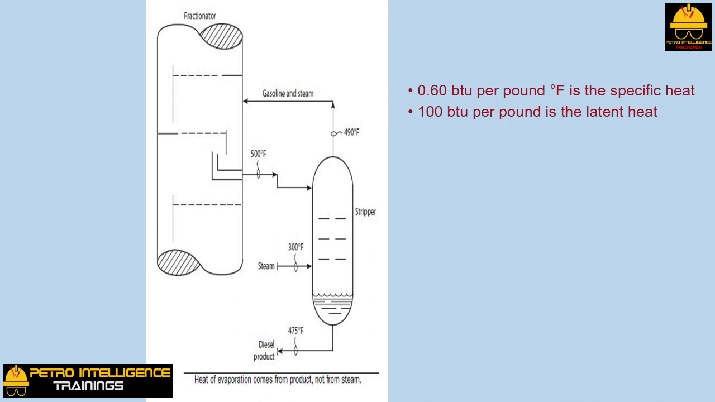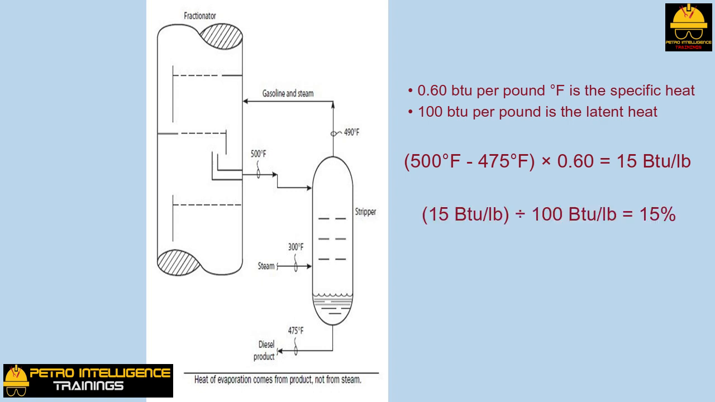Referring to picture, the reduction in sensible heat of the diesel product equals 500 to 475 degrees Fahrenheit times 0.60, which is equal to 15 BTU per pound. The percent of the feed to the stripper that evaporates is then 15 BTU per pound divided by 100 BTU per pound, which equals 15%.